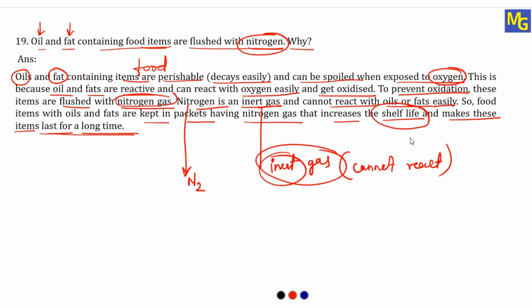If there is no nitrogen gas, then the chips or the food items will combine with oxygen, get oxidized, and the food will get spoiled. So this is the reason why nitrogen gas is used to flush. So this was the answer for question number 19. Now I'll move on to the next question.